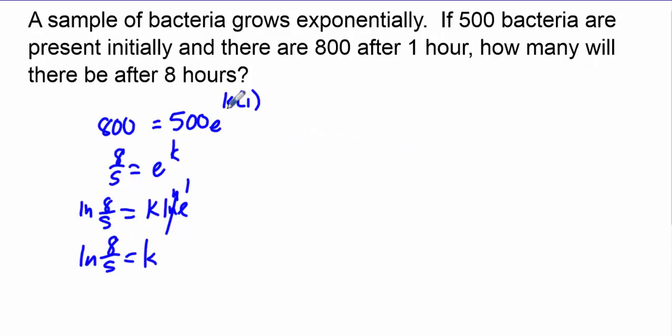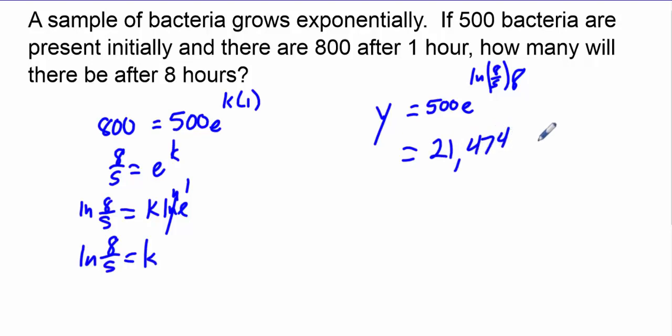Then over here, I want to know how many are present after a total of 8 hours. If I start at 500, and I have e, where k is now the natural log of 8/5 and the time is 8 hours, this turns into a straight plug-and-chug problem in our calculator. We end up with about 21,474.84 after 8 hours. Keep in mind, it's so big because it's growing exponentially. It goes up rather quickly.